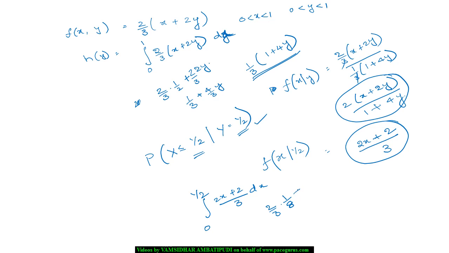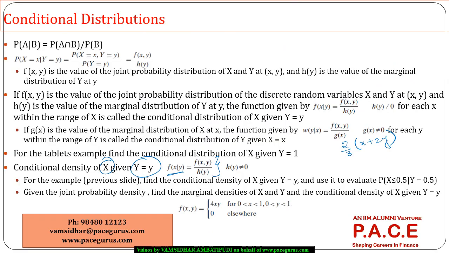And 2 by 3 into x, which is half. So from this I am getting 1 by 12 plus 1 by 3, which is working out as 5 by 12. So the probability that x is less than or equal to half given y equal to half through this example is working out to 5 by 12. So that's how we can solve these kind of numericals.